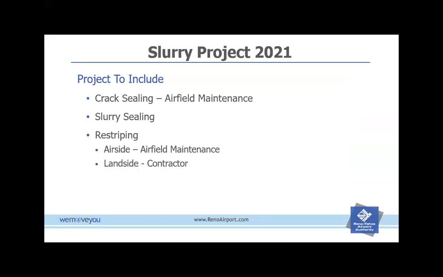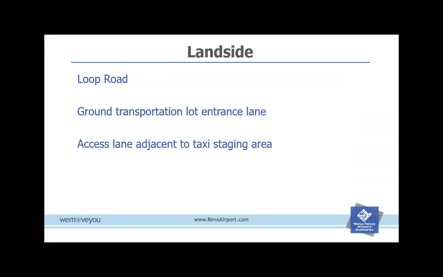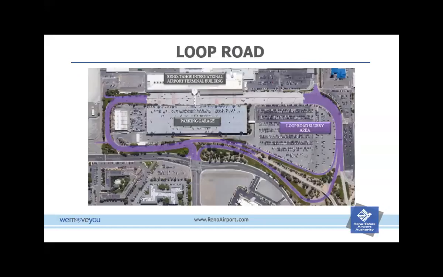So the project includes crack sealing, which has been performed by the airfield maintenance team, and then slurry seal is being performed by the contractor, and then putting back the pavement markings. Airside is being done by the airfield maintenance, landside by the contractor. The landside includes the Loop Road, the ground transportation lot entrance, and the access lane adjacent to the taxi staging area.